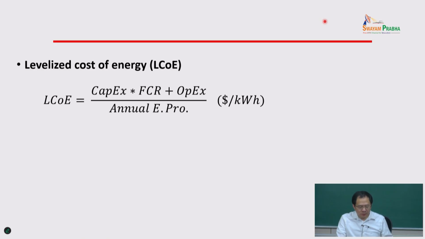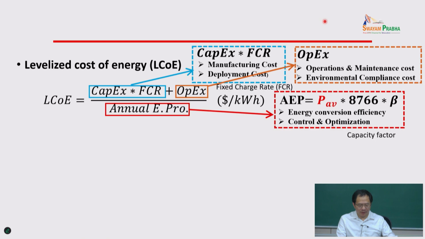Okay, so for the overall system, you want to achieve a low levelized cost of energy, LCOE, right? So you want to pay less dollars per kilowatt-hour. How is LCOE calculated? Here. First, one by one, let me explain.